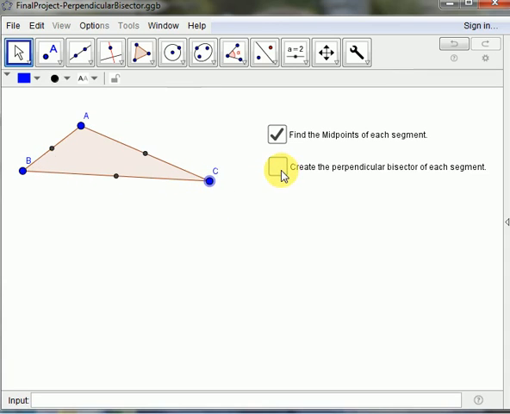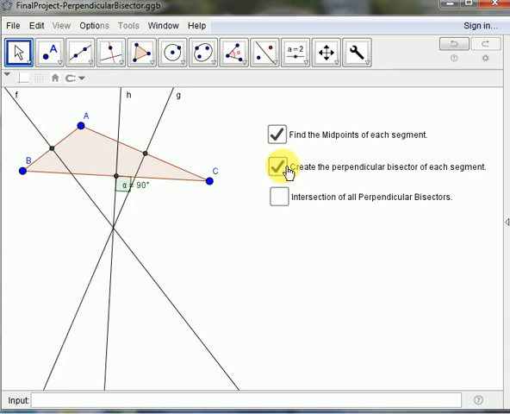Now we want to create a perpendicular bisector through each of those segments. So they should be a right angle coming out through that point, creating a 90-degree angle. And these are our 3 perpendicular bisectors for each side of the triangle.